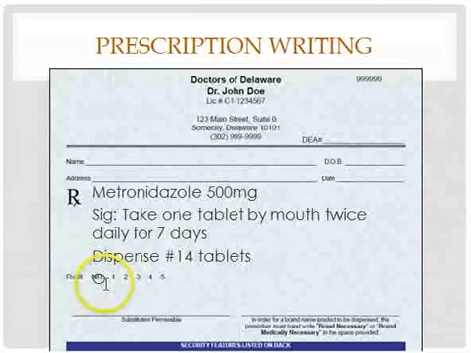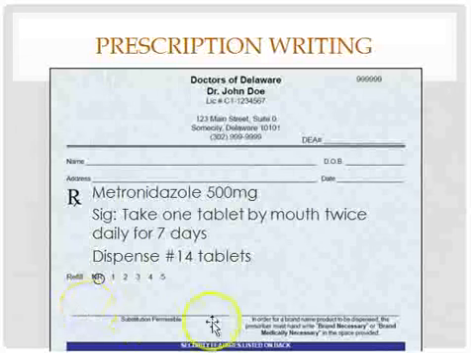And then for refills, I've just circled no refills on here. So if you're calling it in, that's how you'd read it. I'd like to prescribe this for my patient. It's metronidazole 500 milligram tablets. Instructions are to take one tablet by mouth twice daily for 7 days, and I would like 14 tablets dispensed, no refills. And that would be how you communicate that part of it.